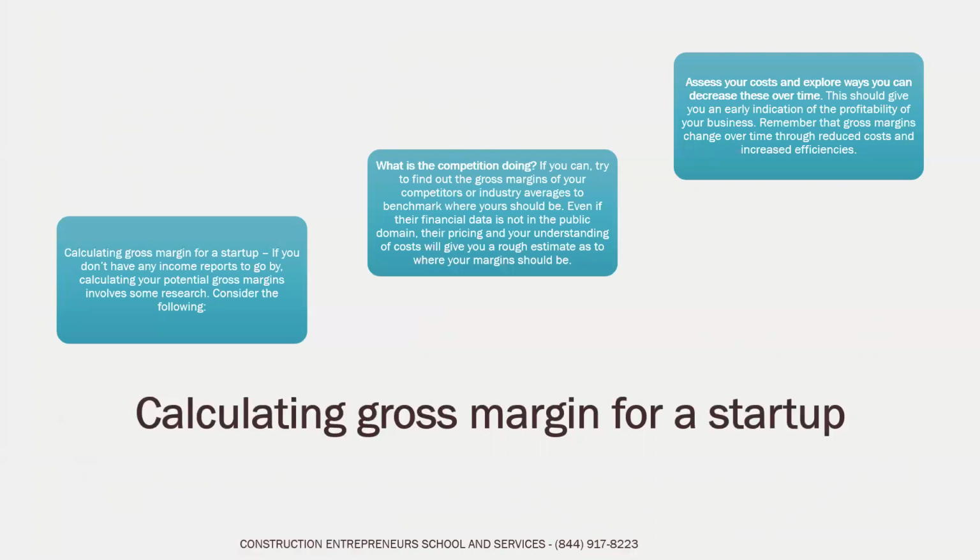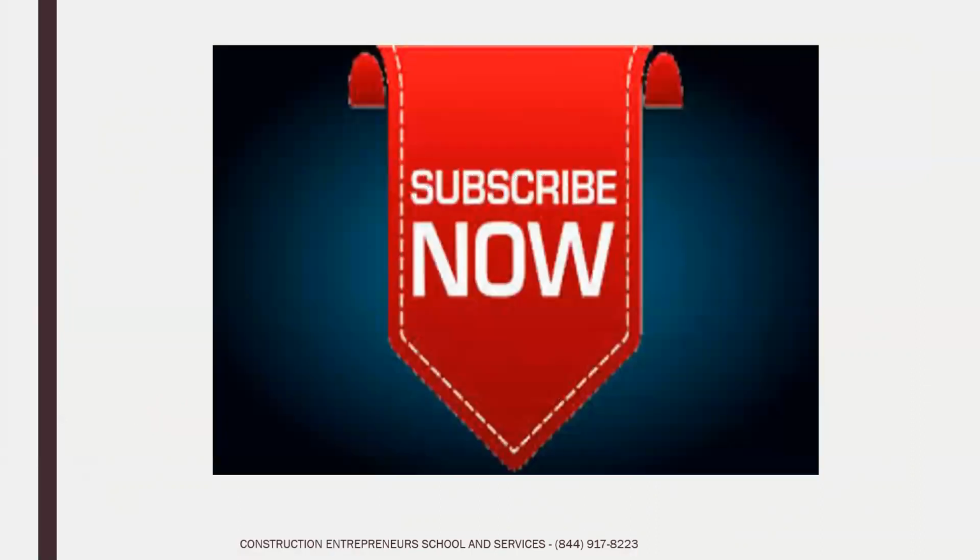You also have to remember that once you do this, the number is going to change over time. You're going to reduce costs, you're going to get better at doing things, and that number is going to get better over time as you get more data. You're going to get more confident in that number. So that's how you come up with gross margin in your business. This is another tool for learning your numbers when running your construction business. Knowing your numbers as a construction entrepreneur is very important.